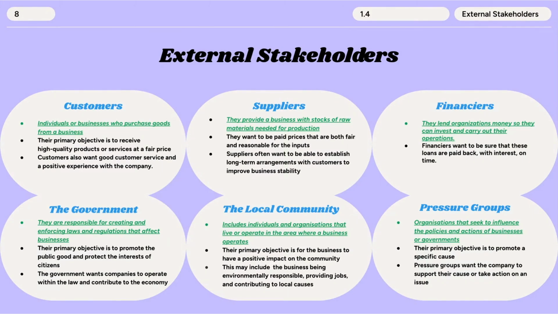Secondly, suppliers. Suppliers provide a business with stocks of raw materials needed for production. As you know, a business needs inputs to produce outputs. So suppliers are responsible for providing the business with inputs, or stocks of raw materials, that the business needs for production. The suppliers want to be paid prices that are both fair and reasonable for the inputs, and they want to be able to establish long-term agreements with their customers to improve the business's stability.